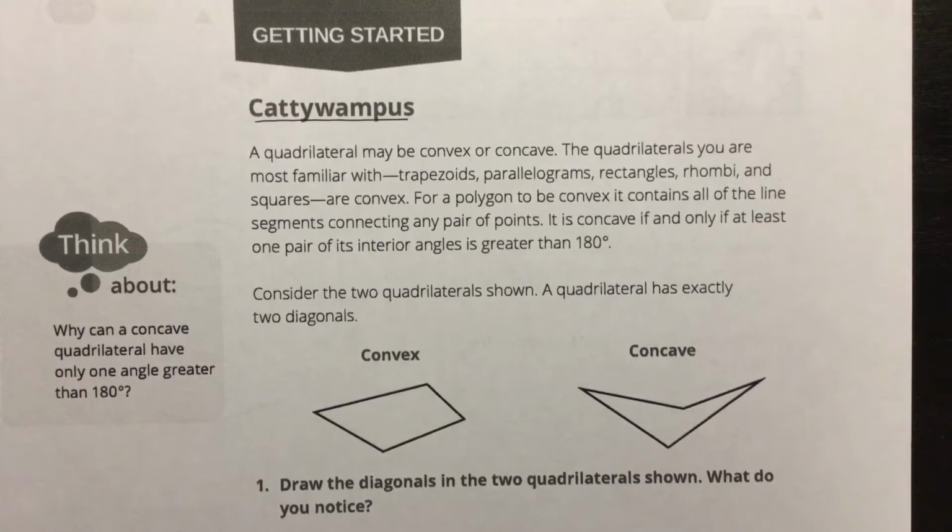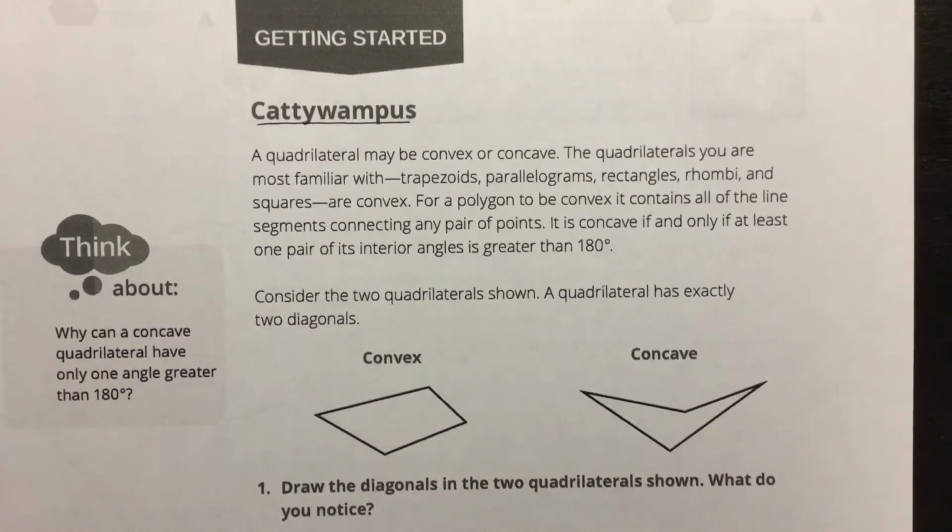We have this paragraph. I'll go ahead and read it. A quadrilateral may be convex or concave. The quadrilaterals you are most familiar with, trapezoids, parallelograms, rectangles, rhombi, and squares, are convex. Okay, so convex, and then we have a little example right here. For a polygon to be convex, it contains all of the line segments connecting any pair of points.